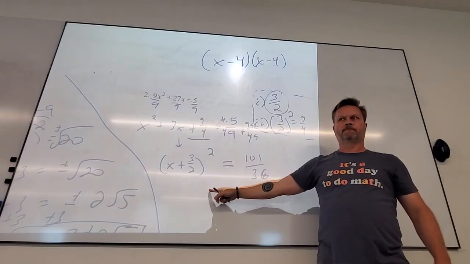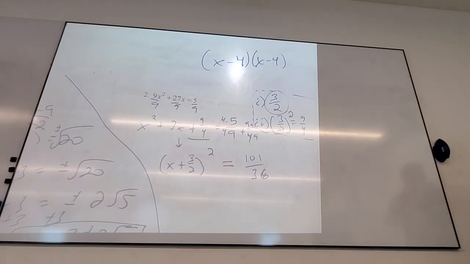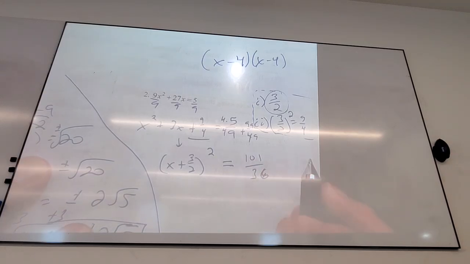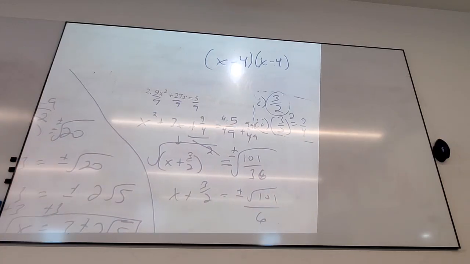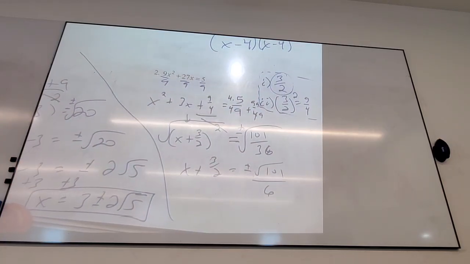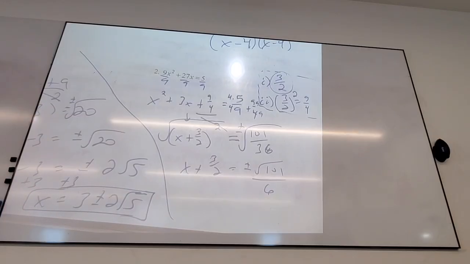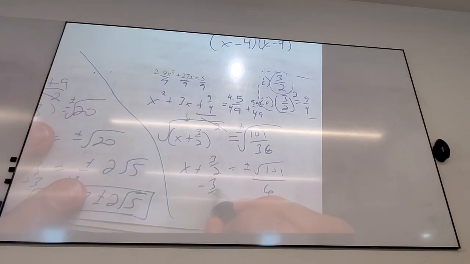What do I do now? Square root. Again, we don't care that this is gross looking. And what do I put? Let's solve this one for x. That's what we're doing. What's the square root of 101? I don't know. What's the square root of 36? 6. Okay. And then what's the last step? How do you get x by itself? Subtract 3 halves, right? So I get x is negative 3 halves, plus or minus, square root of 101 over 36. There's no real good reason to combine those two.